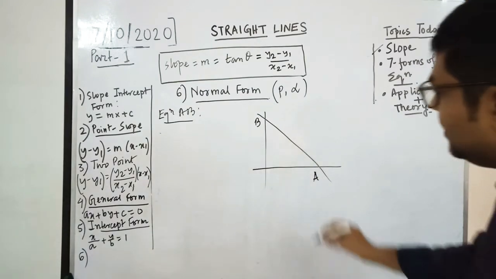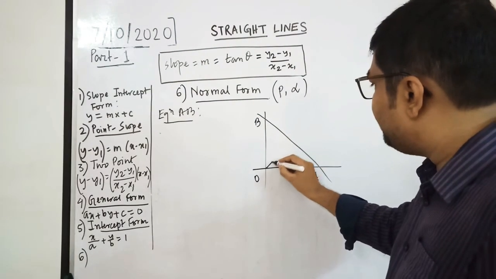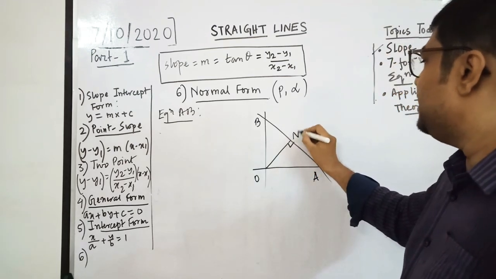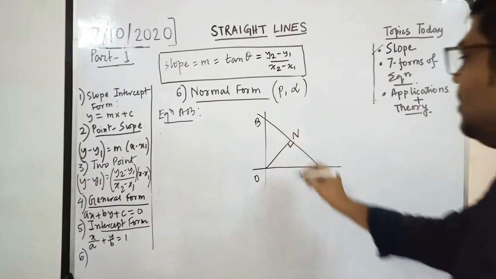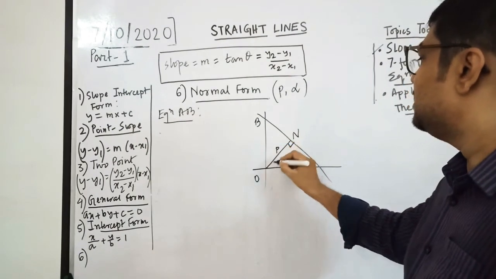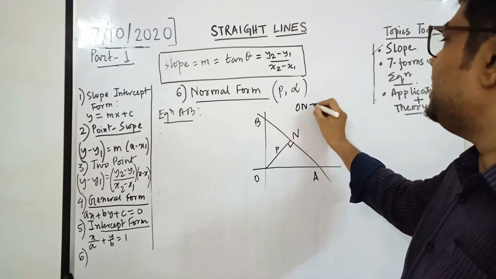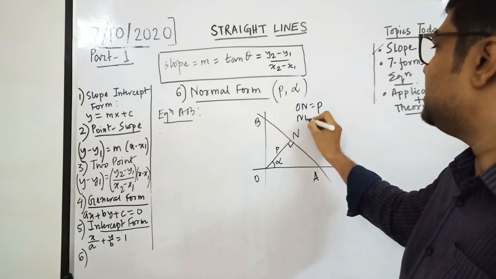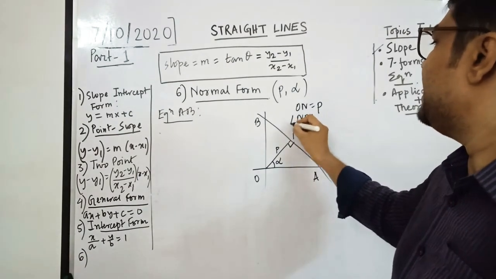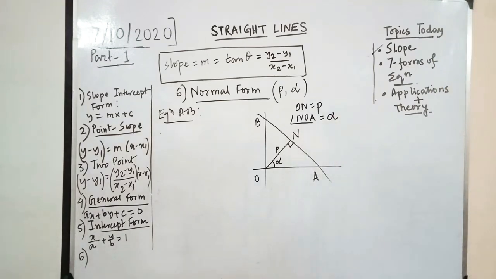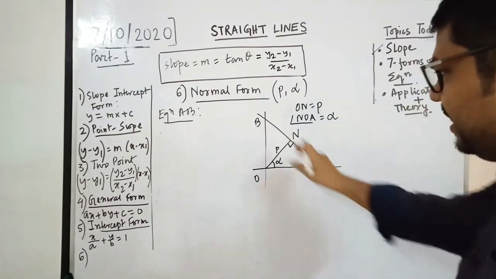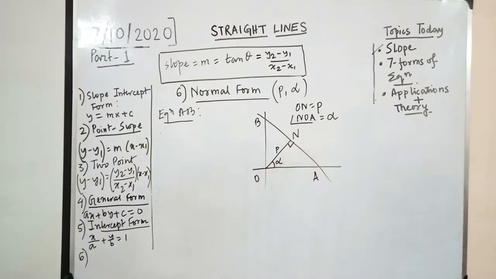We are given that from the origin a perpendicular is dropped, say ON, and the length ON is P. So we have ON equals P given, and this angle NOA is also given, this is alpha. These two things are given. So I tell you that P and alpha are given, but they are not related to the straight line AB. So what to do?